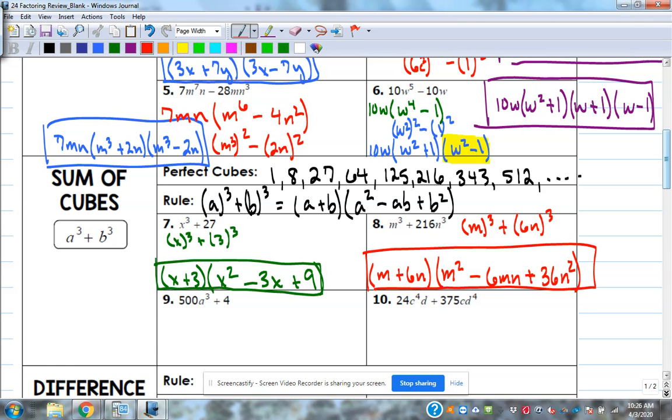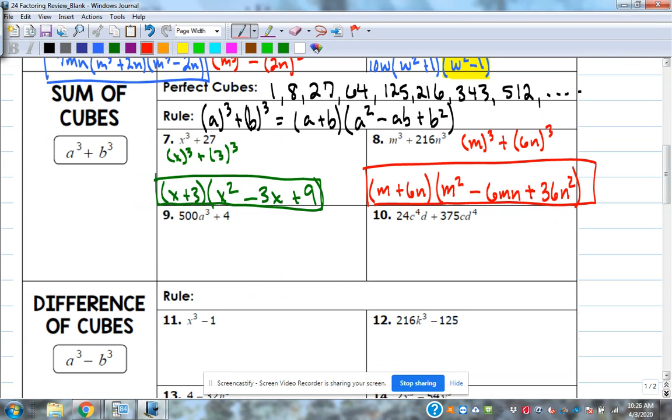All right, let's look at number 9. Again, we always have to keep in mind that there could be a GCF, and in this case there is. 4 goes into both of these. So I'm going to factor out a 4 first. 4 goes into 500 125 times, into itself once. And then I can rewrite that as 5a cubed plus 1 cubed.